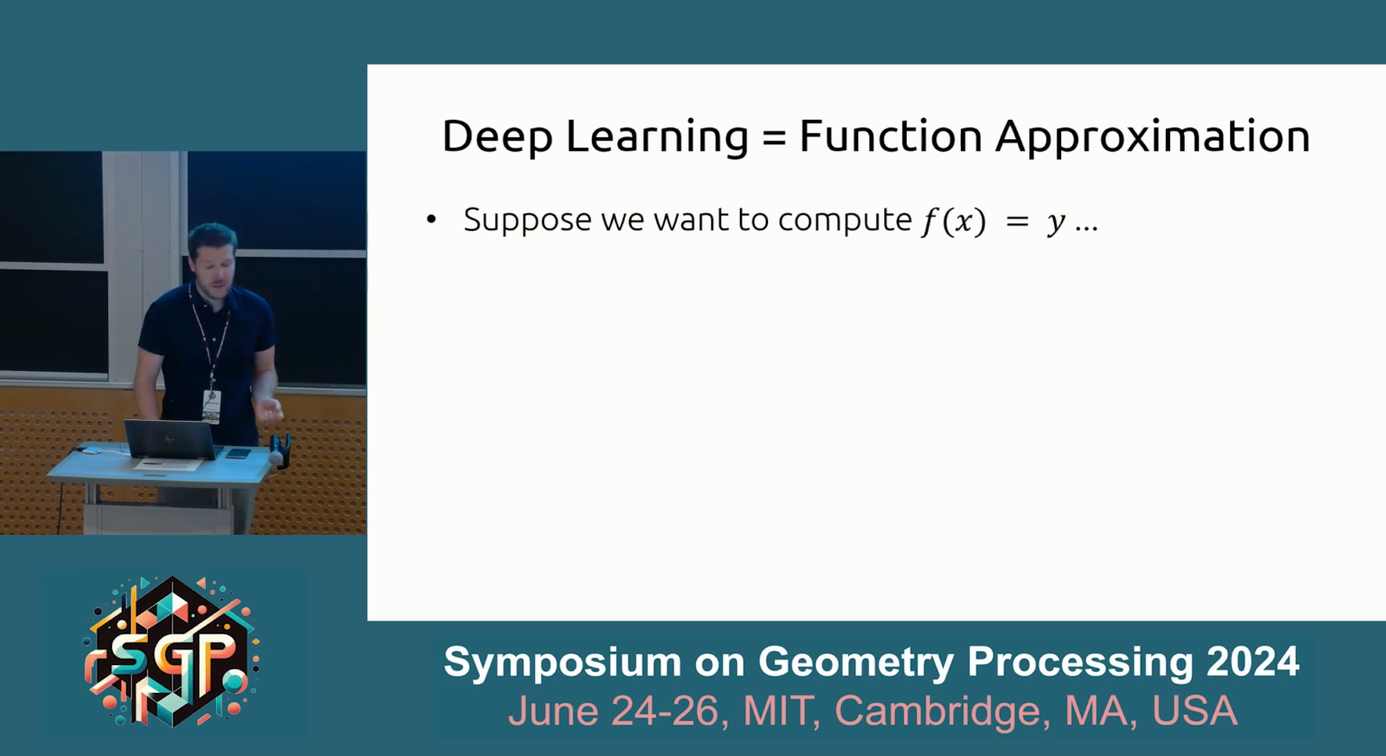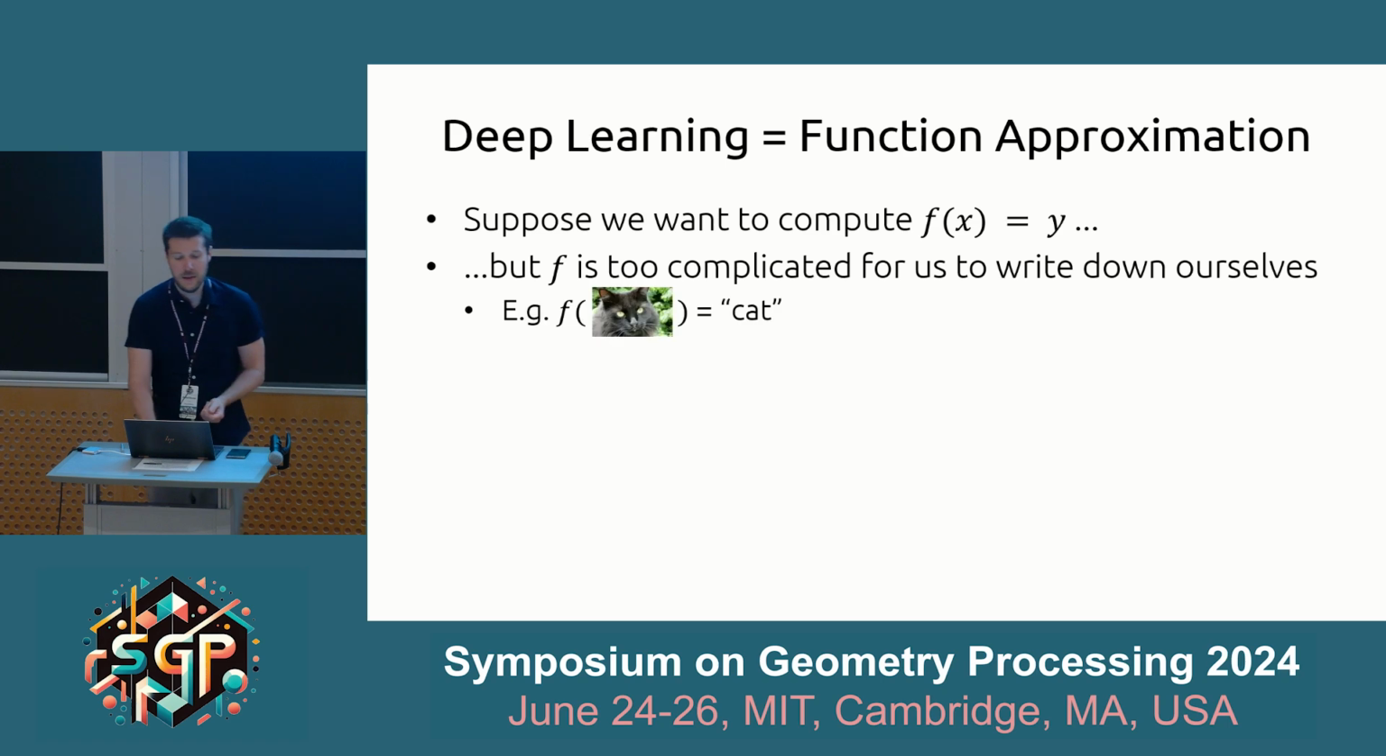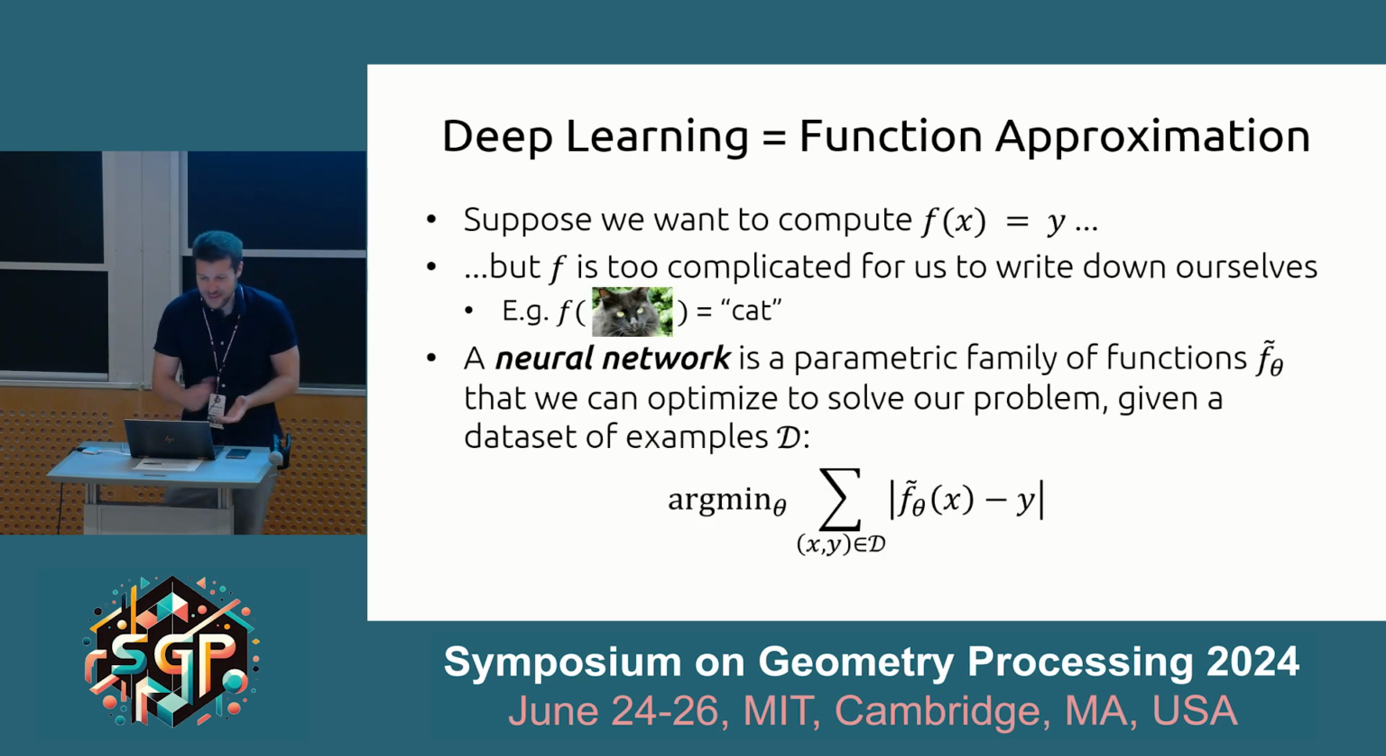But maybe we're in a situation where f is just too complicated for us to write down ourselves. Like maybe we want something that takes an image and tells me that there's a cat in that image. I don't know how to write that program by hand. If you were Marvin Minsky here at MIT in the 60s, you thought you could just give this problem to a bunch of undergrads for a summer and they'd solve it for you. But it turns out it's actually a lot harder than they expected.